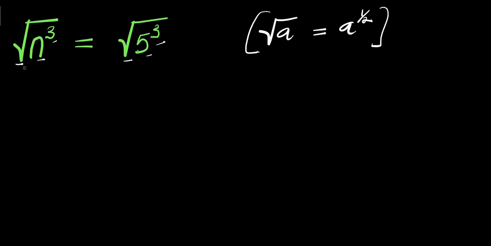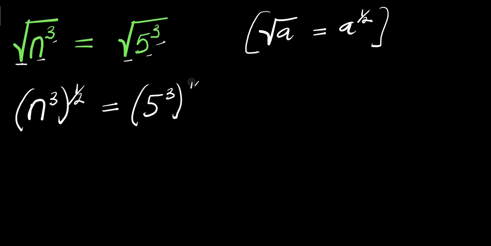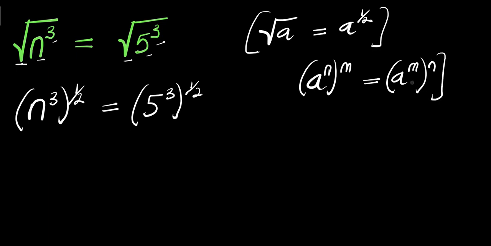So if you have square root of n power 3, it means n to the power of 3 raised to the power of 1 over 2. And this equals 5 to the power of 3 raised to the power of 1 over 2. Now, if you have a power m raised to the power of n, this equals a power m times n. So we apply this identity right here and here.